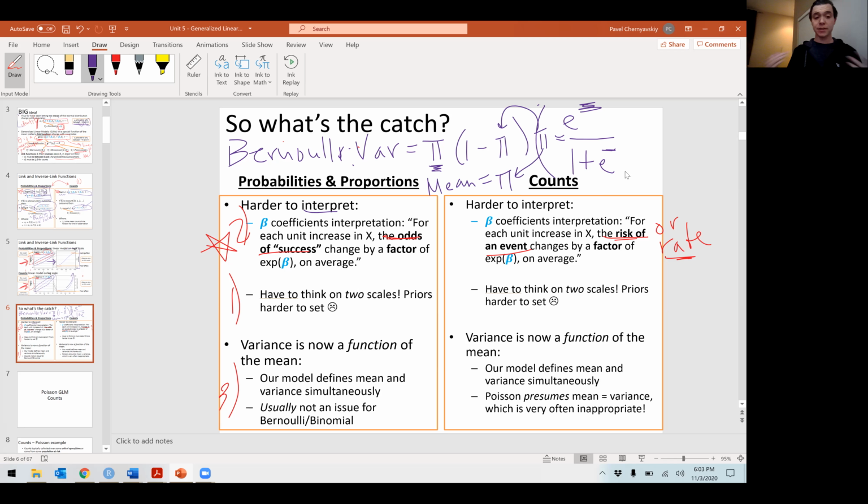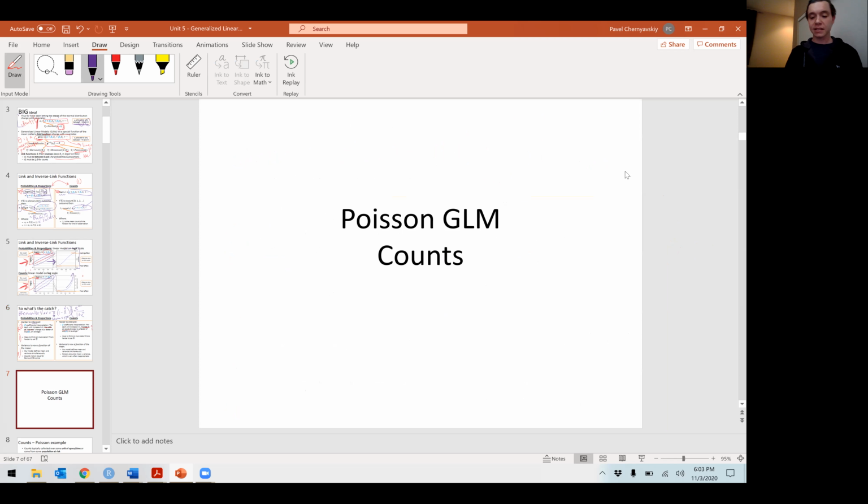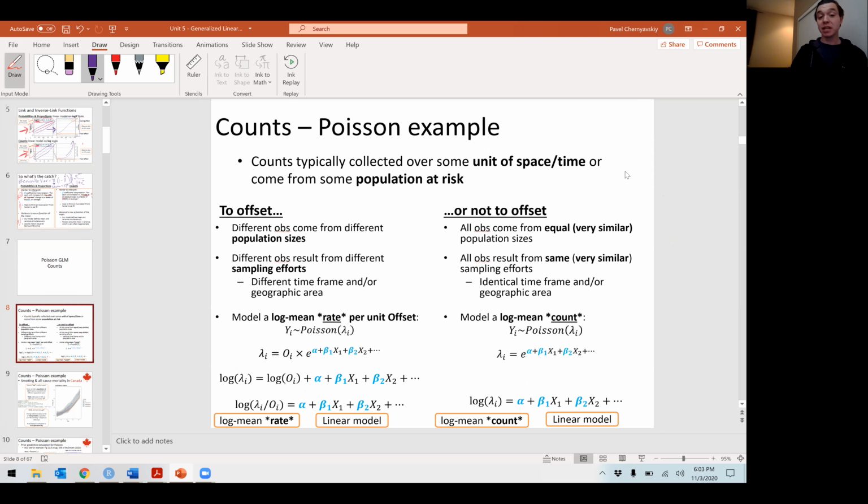So this can lead to some undesirable results if the mean and the variance are quite different. So stay tuned for that. These are just the difficulties as we're moving from the linear model world into a generalized linear model world. All right, let's start with Poisson GLMs.